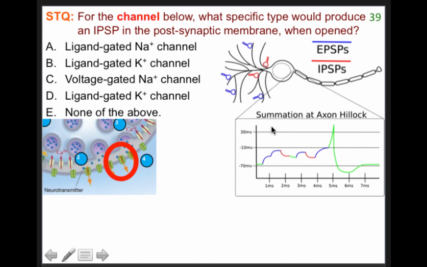Okay, welcome back. I would say that it would have to be a ligand-gated potassium channel. Ligand-gated because, again, we're not waiting for the voltage to change in this membrane. We're waiting for the neurotransmitter to open up that channel. And it would have to be a potassium channel because if we want the membrane potential to go down to inhibit an action potential, then we need positive ions to leave. So we need potassium to be able to diffuse out of the postsynaptic cell instead.